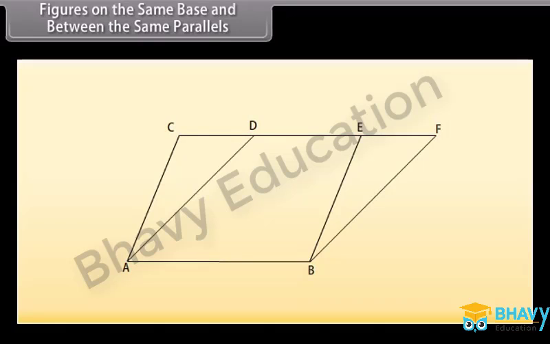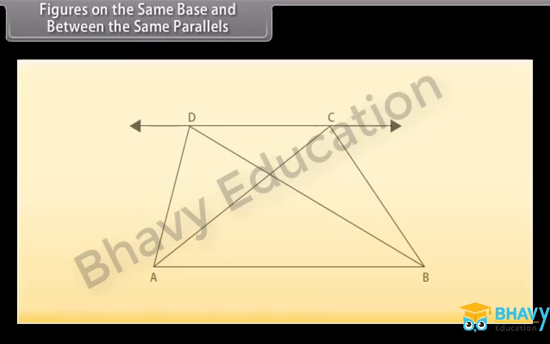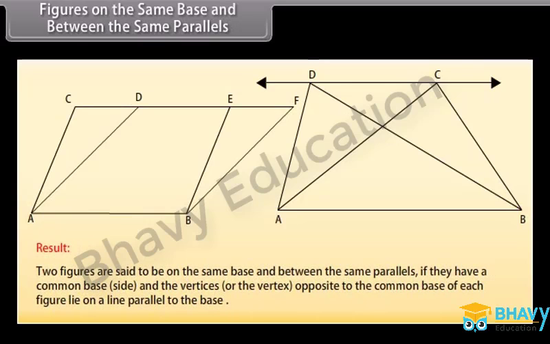So we can say that both the parallelograms lie on the same base AB and between the same parallels AB and CF. Similarly, in this figure, the triangles ADB and ACB both lie on the same base AB and between the same parallels AB and DC. So we can say that the 2 figures are said to be on the same base and between the same parallels if they have a common base side and the vertices or the vertex opposite to the common base of each figure lie on a line parallel to the base.